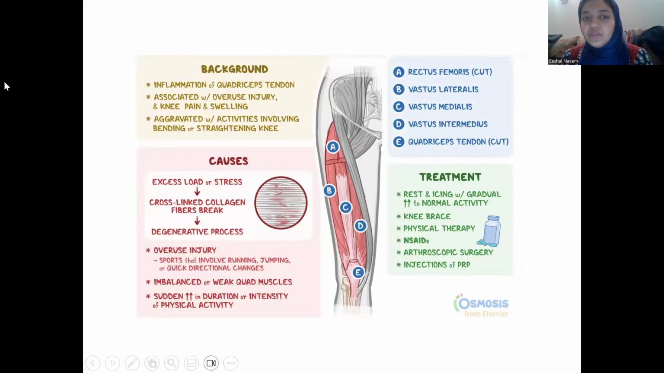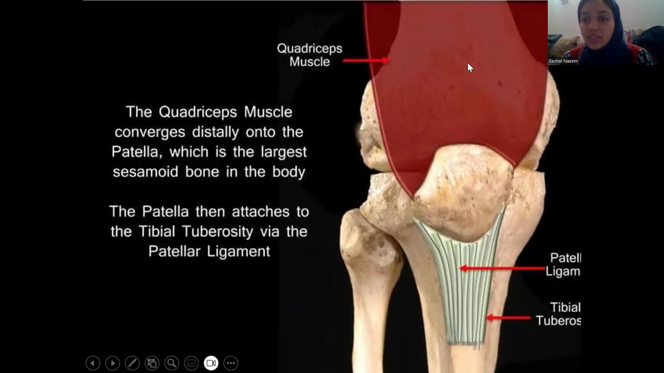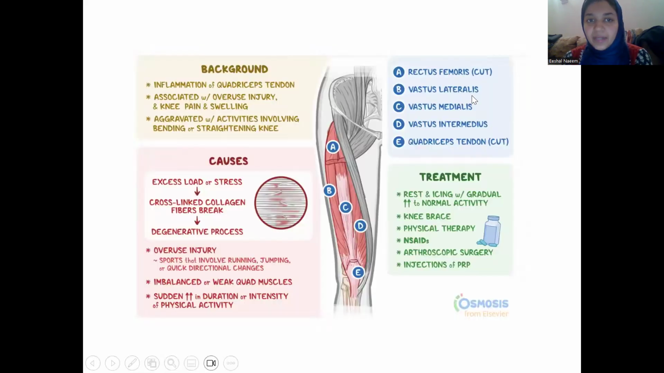So sometimes we get this special kind of condition which is called quadriceps tendinopathy, right? What's it called? Quadriceps tendinopathy. What's quadriceps tendinopathy or quadriceps tendinitis? It's the inflammation of the quadriceps tendon. Can you see this quadriceps tendon? This gets inflamed, and it's due to overuse injury, and it's aggravated with activities involving bending or straightening the knee, right? So what are the causes?